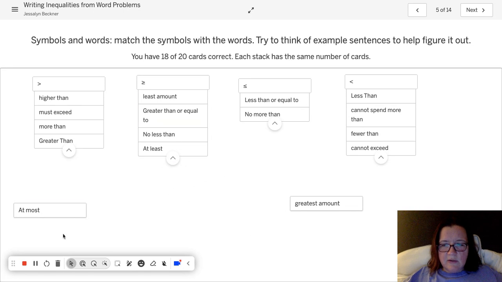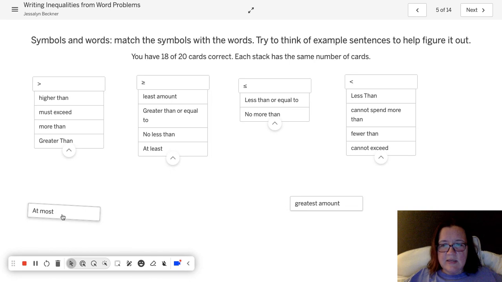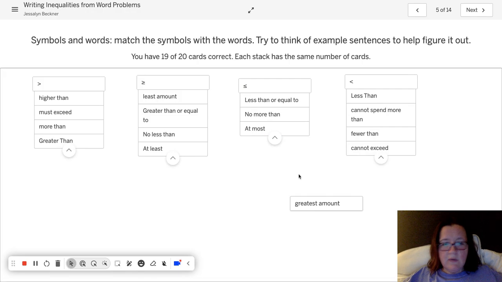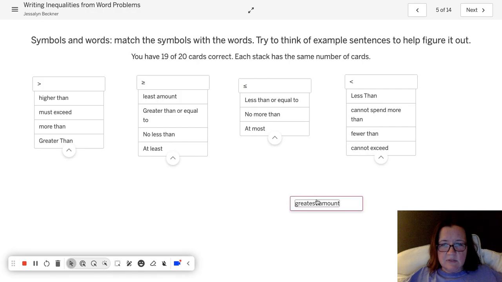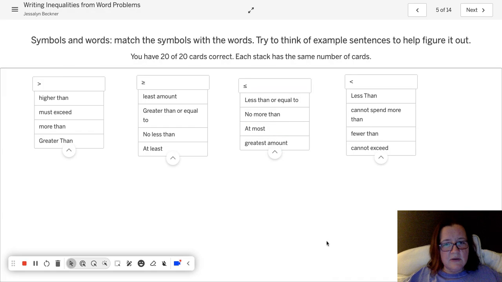Two more. At most. So if at least is greater than or equal to, we know at most is less than or equal to. There we go. And one more. Greatest amount. I'm going to say is less than or equal to.